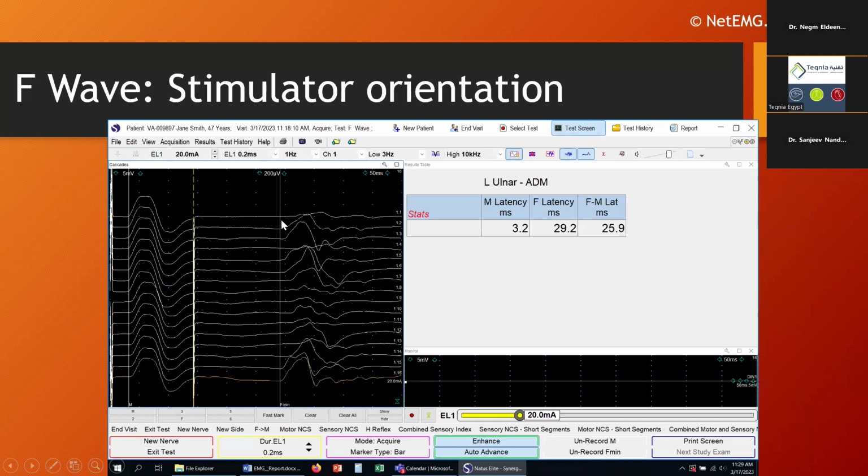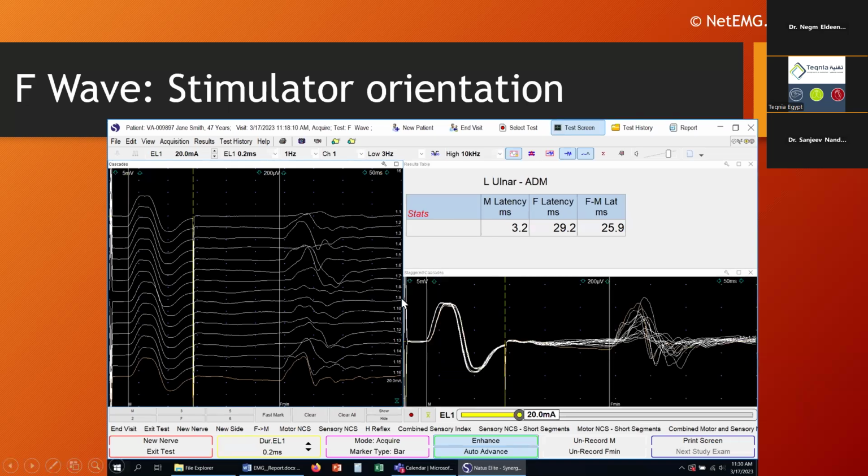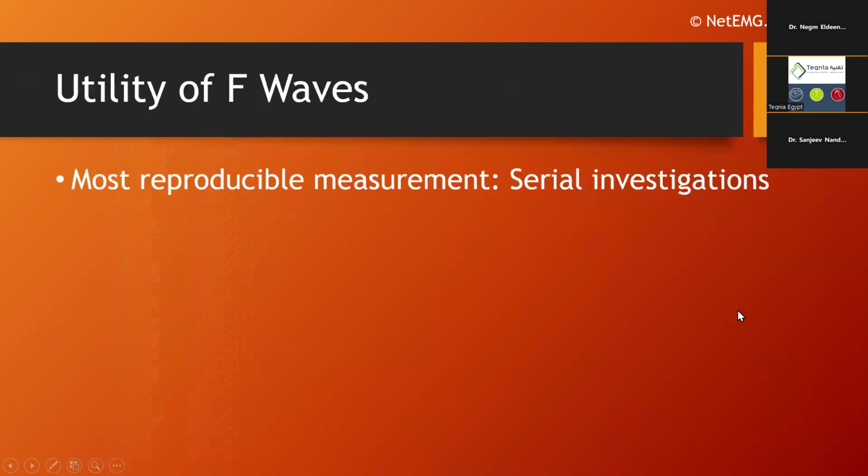So here you can see F waves, they look very similar, but in fact, if you look carefully, I changed the anode cathode polarity, which affected the CMAP latency, but did not affect the F waves. F waves are most useful, are the most reproducible measurements. Yeah, they are used in serial investigations.